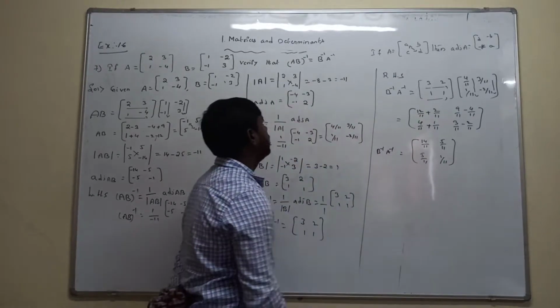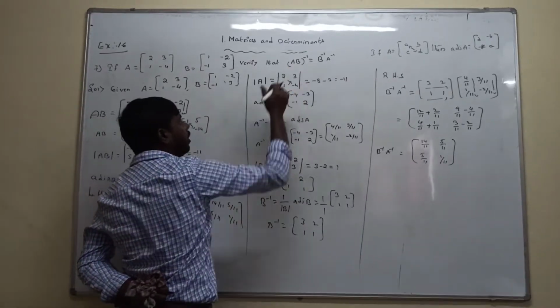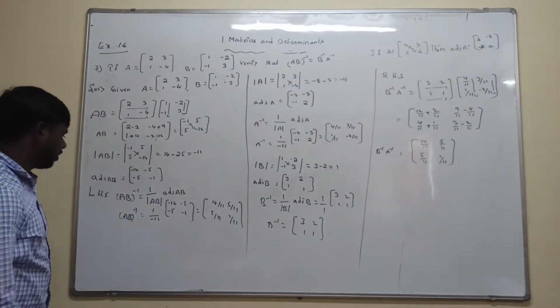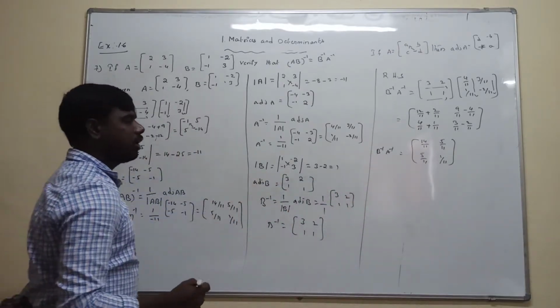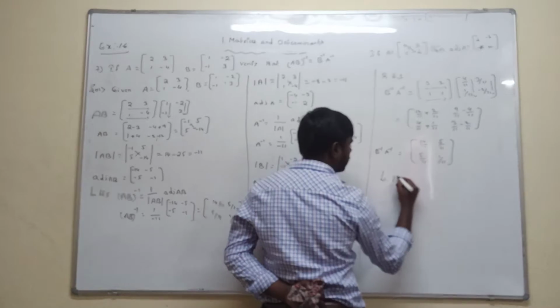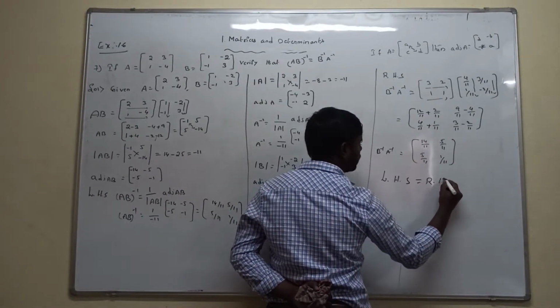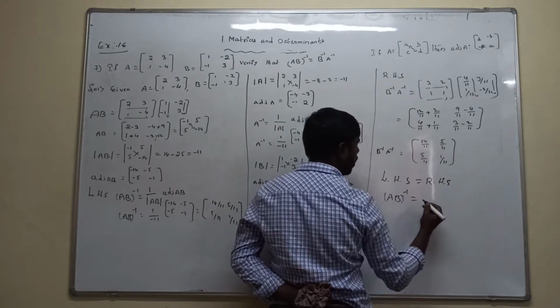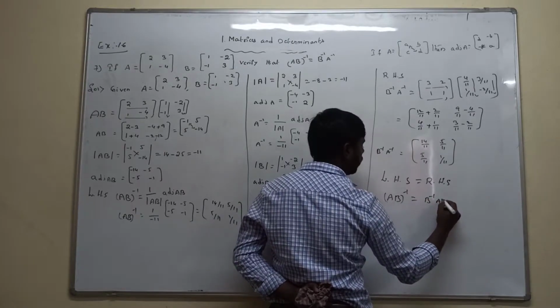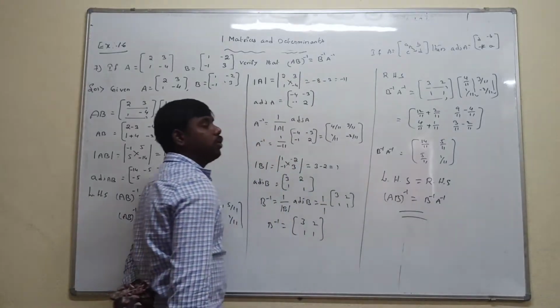Observe here, in the question we are asked to verify whether both matrices are equal or not. LHS and RHS, are they equal or not? All the elements are equal. Write the conclusion: LHS is equal to RHS. The LHS condition is inverse of AB, and the RHS condition is B inverse into A inverse. This is the solution of this question.